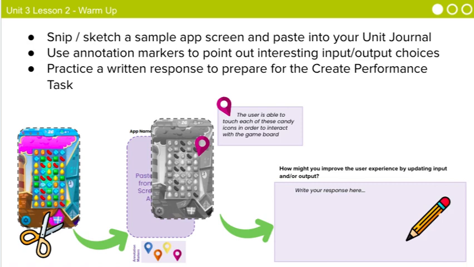So think about an app that is non-social media related, and this example is a game app, or you could also use like a map app or something like that. And then you can kind of sketch out what this app looks like and then use a pen of a different color to mark different areas and then write out your response to how might you improve the user experience by updating input and or output. So pause the video here so that way you have time to do that in your journal.